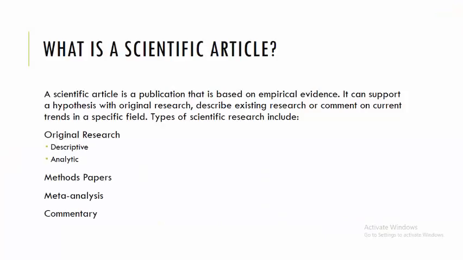A scientific article is a publication that is based on empirical evidence. It can support a hypothesis with original research, describe existing research, or comment on current trends in specific fields. So there are four types of scientific research. These include: the first one is original research, the next one is method paper, next one is meta-analysis, and the last one is commentary. And in original research, there are two kinds. The first one is the descriptive one, and the second one is the analytic.